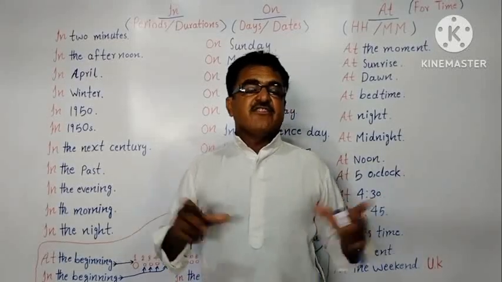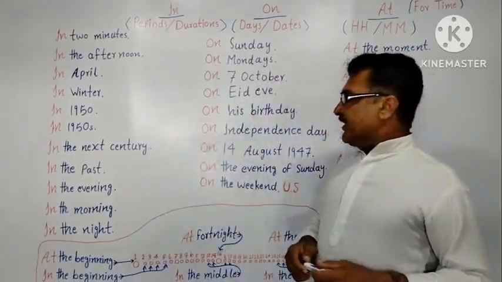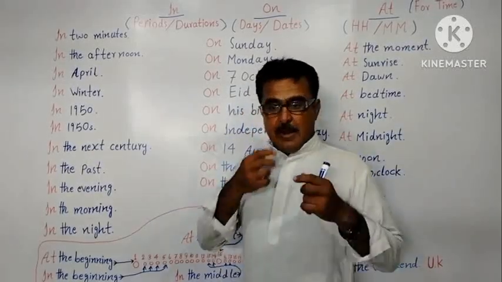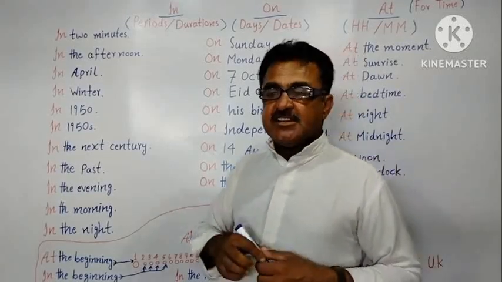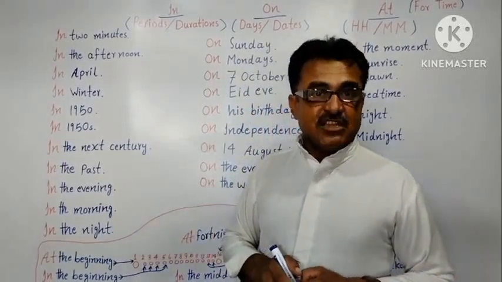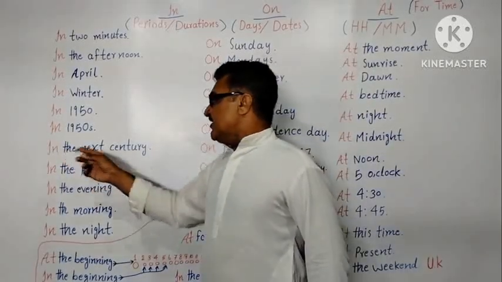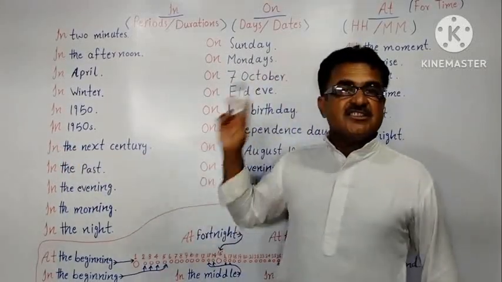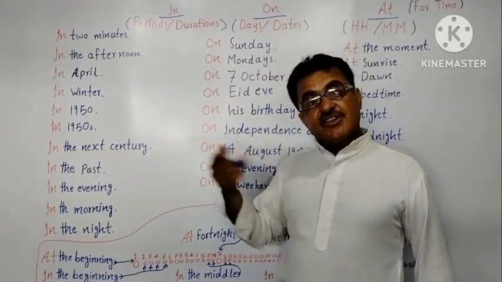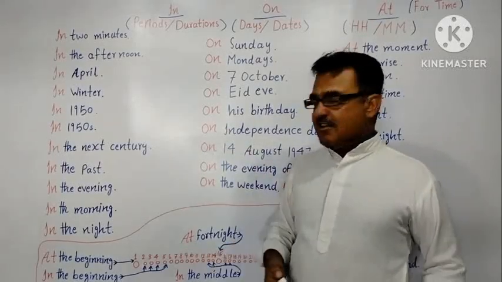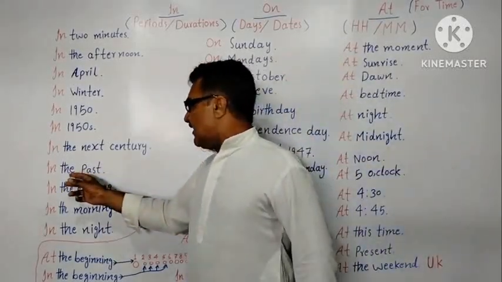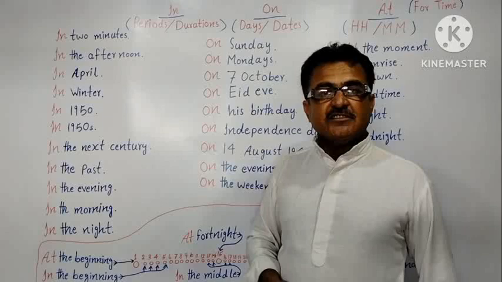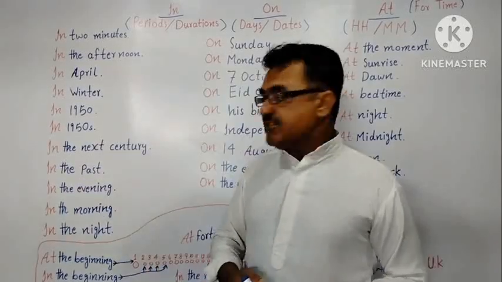Then in centuries: when something completes its 100, then we say century. So when 100 years complete, we call it a century. For century we say in the next century, in the last century, in the 21st century, in the 19th century, like this we can say. For tenses we say in the past, in the future.